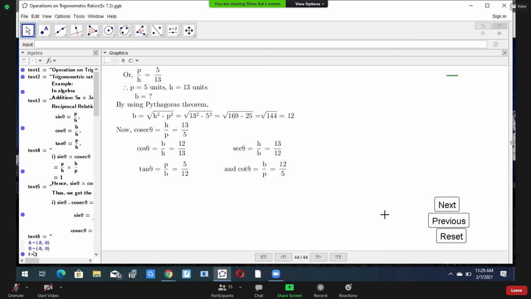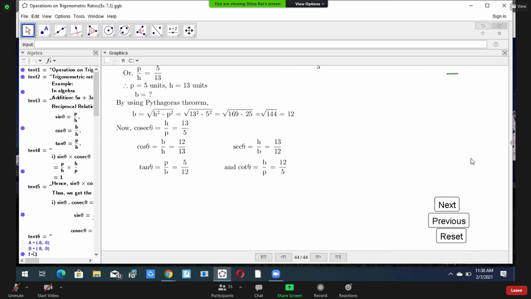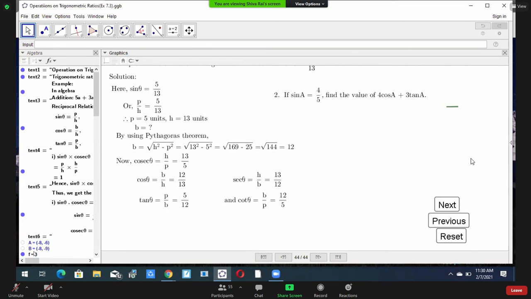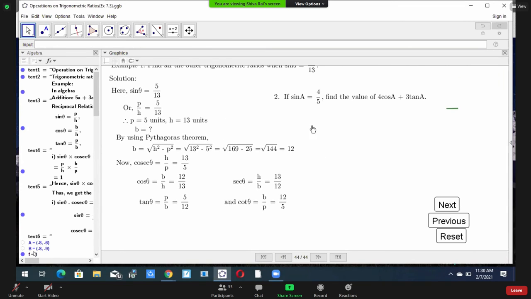Okay, let's see another one also, number 2. Let's see quickly. Number 2, you look here. If sine A equal to 4 upon 5, in place of theta here is A. So the angle of reference we can take like this. I'll draw the figure here in this case, to make you more clear. Sine A equal to 4 upon 5. Find the value of 4 cos A plus 3 tan A.